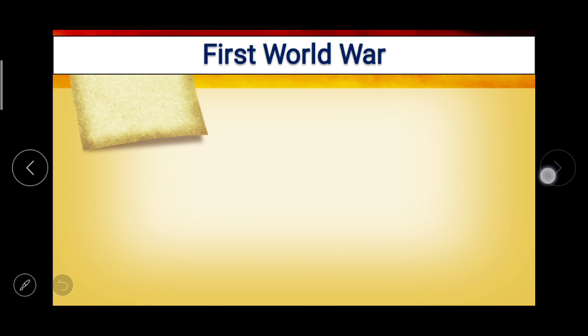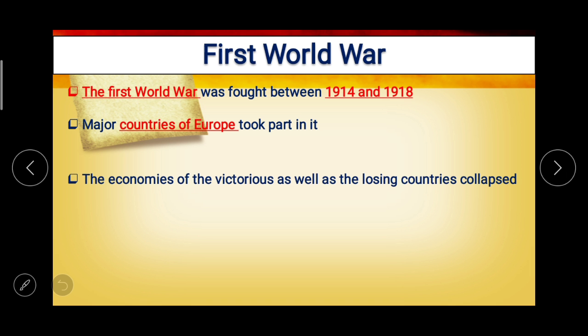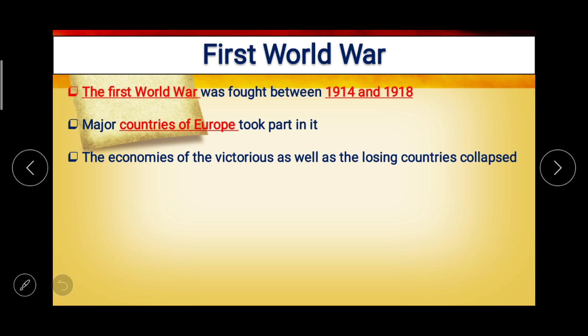So now the First World War. The First World War was fought between 1914 and 1918. Major countries of Europe took part in it, which had a very central place in the international or global system at that time.